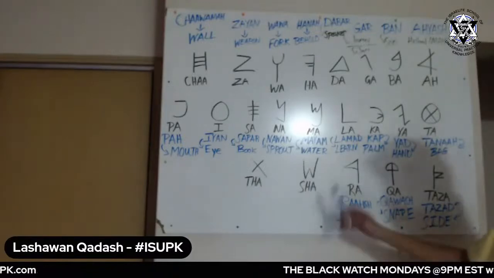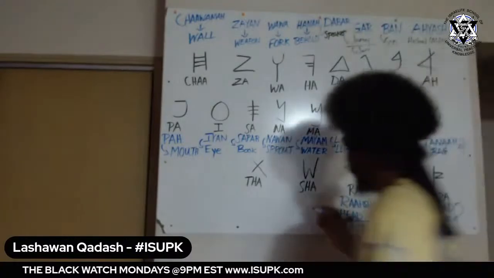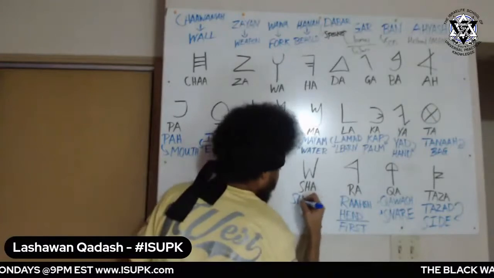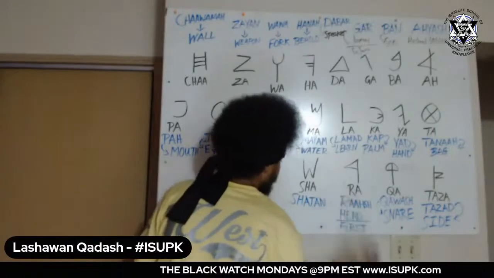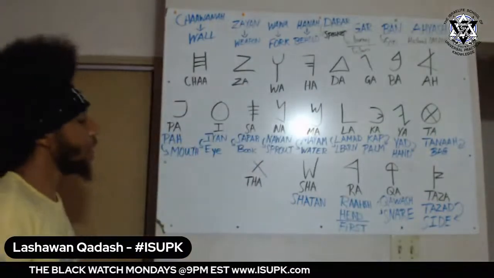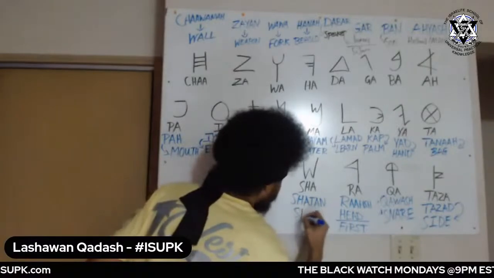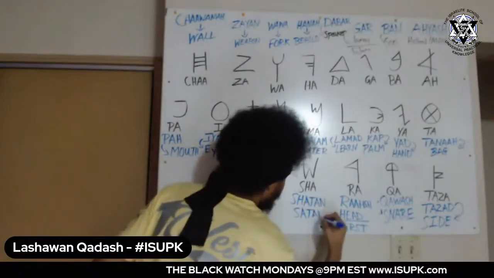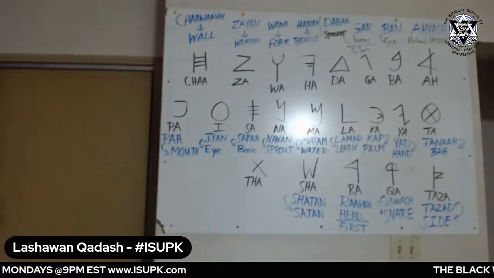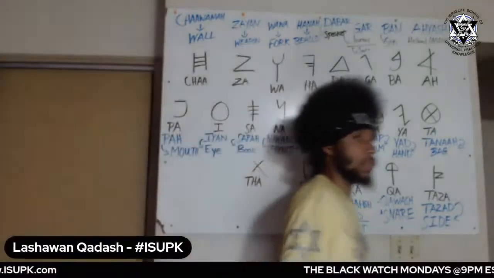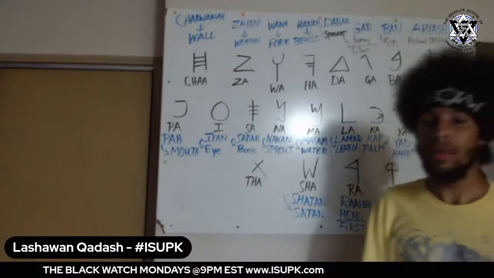Now we have sh. Shaitan. Shaitan is going to be Satan in Hebrew. You may have heard some people in their classes teach, and you may hear the word Shaitan. Shaitan is Satan. That's how you say it in Hebrew.